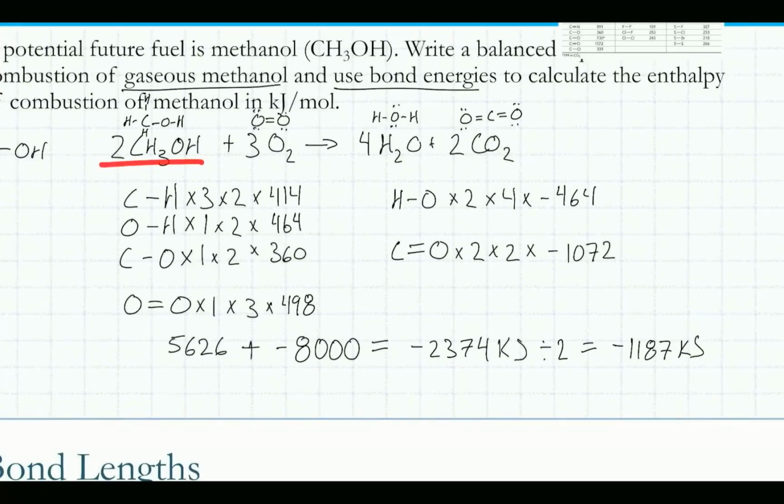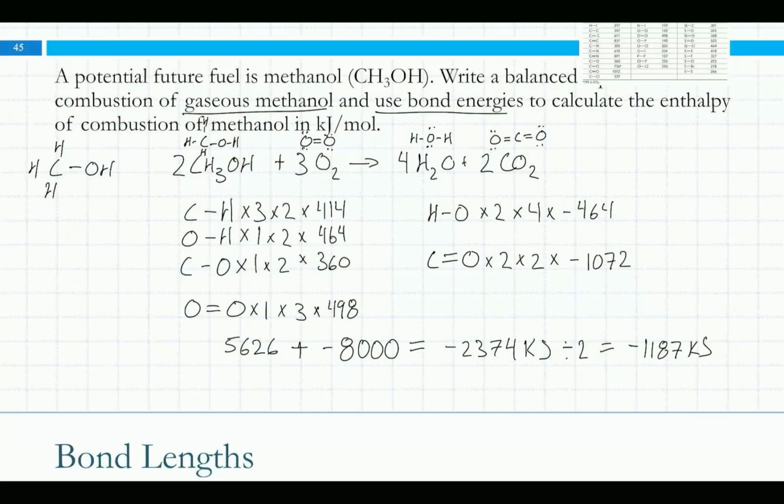And then the last divide by 2 is because there's 2 methanol, but I want it per 1 mole of methanol. So I could have skipped all of these multiplied by 2's. Clear as mud? Yeah. Multiply a bunch of numbers, then add some of them.